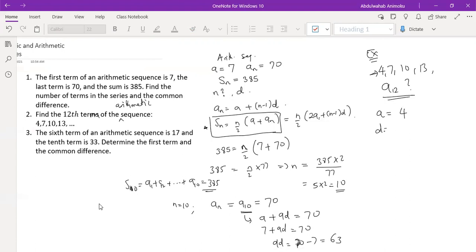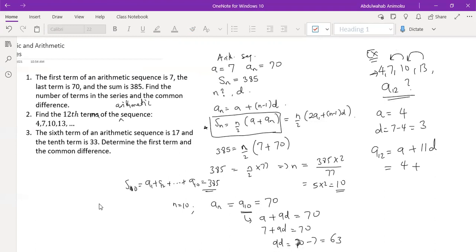Then the common difference, which is the difference between two successive terms, which is 7 minus 4, which is 3, or you can also use 10 minus 7, which is 3, or 13 minus 10, which is 3. Now, A12 would be giving us what? A plus what? 12 minus 1, right? Which is 11D. Very easy.